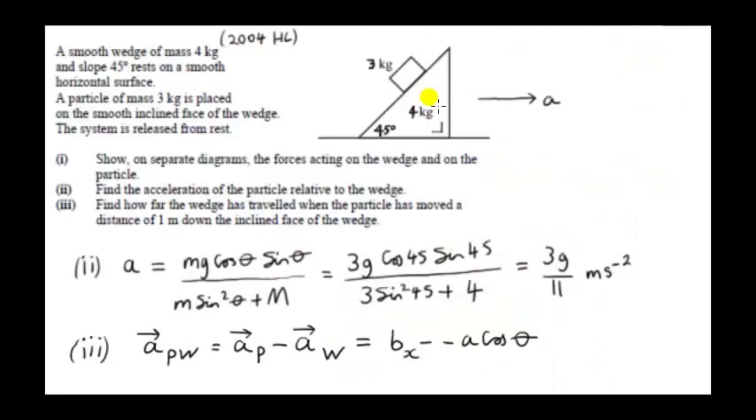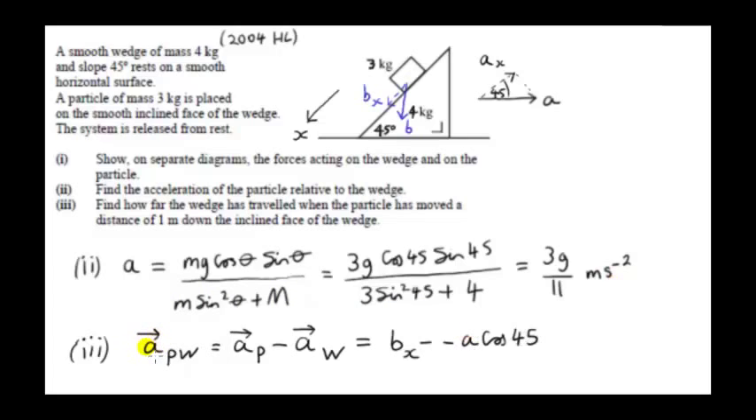Let's look at this example here. All the surfaces are smooth. Little m is 3 kilograms. Big M, the mass of the wedge, is 4 kilograms. Theta, the angle of the incline, is 45 degrees. Now we could go through the method of the previous part, but I'll just plug into this formula that we derived. So plug in for little m, big M and theta. We find the acceleration of the wedge is 3g over 11 meters per second squared.